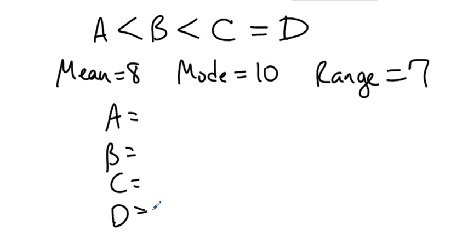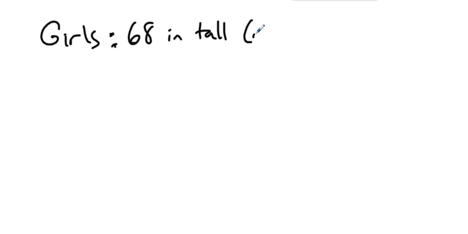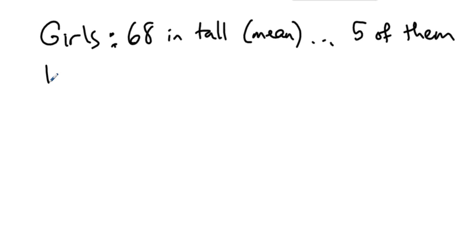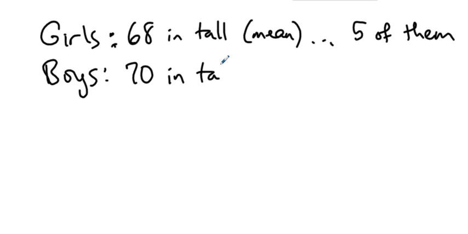The other thing that stats teachers will try to do when they're talking about mean, median, mode, measures of central tendency, is they'll say, hey, I've got these five girls over here. And the five girls are an average of 68 inches tall, on average. And there are five of them. And then I've got some boys over here, and the boys on average are 70 inches tall. And there are three of them.